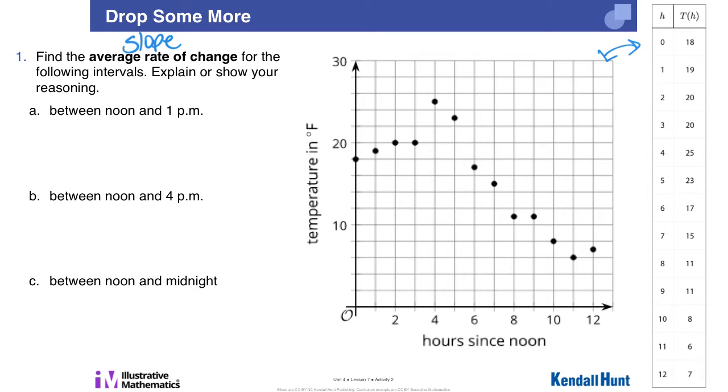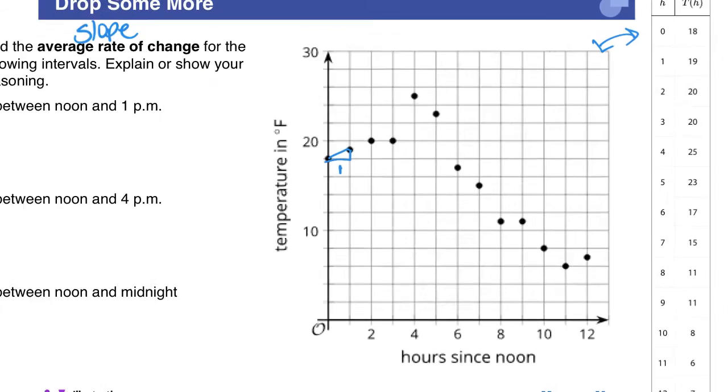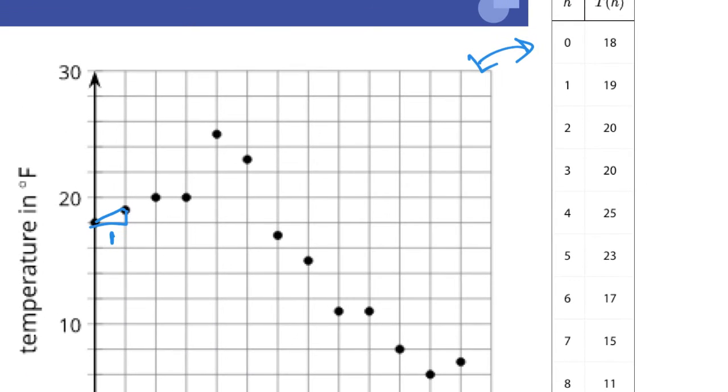So in A, we're looking at noon, which is here, and 1 p.m., which is right here. I'm going to make myself a slope triangle, and I'm going to use both the graph and the table over here to figure out what's going on. So from here, my run I know is going to be 1, and let me zoom in here. My rise from here to here, I'm looking at the table. I know that it's going from 18 degrees up to 19 degrees. So right here, that rise is also going to be 1.